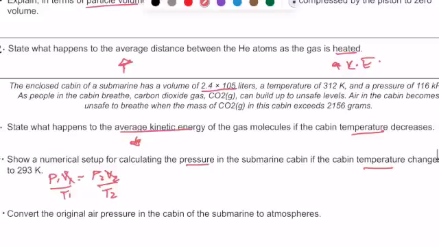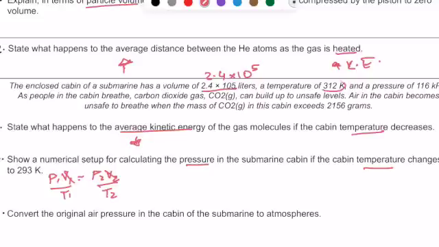Okay, so this right here is actually 2.4 times 10 to the power of 5, which is actually about 240,000 liters. So as people in the cabin breathe, carbon dioxide gas can build up to safe levels. Okay, so it doesn't look like, according to the passage, the volume is changing, so we can just ignore that.